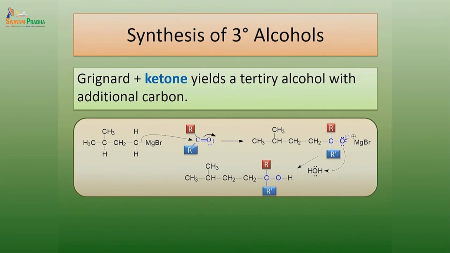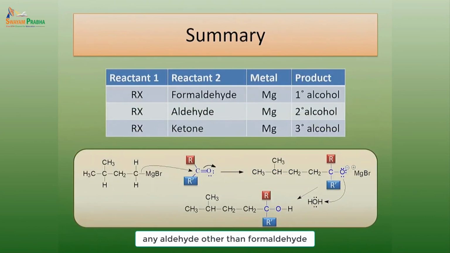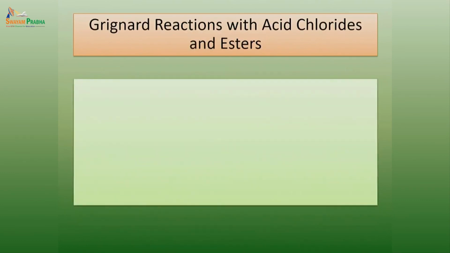So when we recap, the reactant is the same alkyl halide. When it reacts with formaldehyde, that is the carbonyl counterpart, it gives primary alcohol. When it reacts with an aldehyde, it gives a secondary alcohol. And when it reacts with the ketone, we get the tertiary alcohol. So these are the three important substrates for the formation of alcohols.